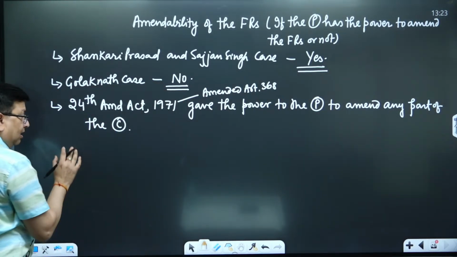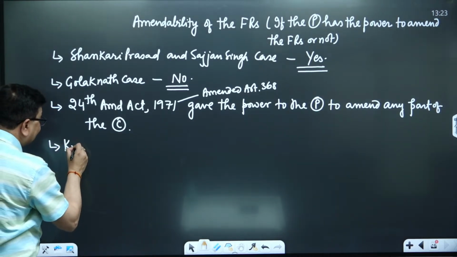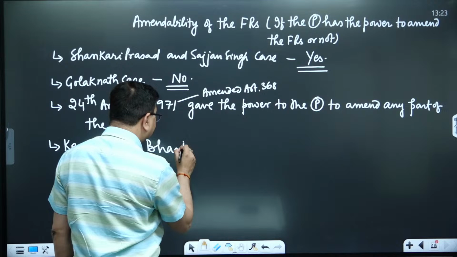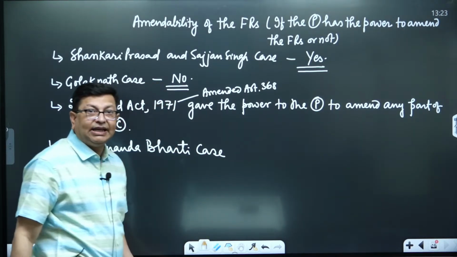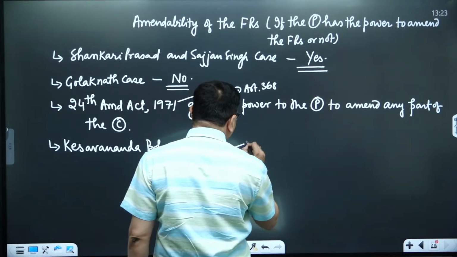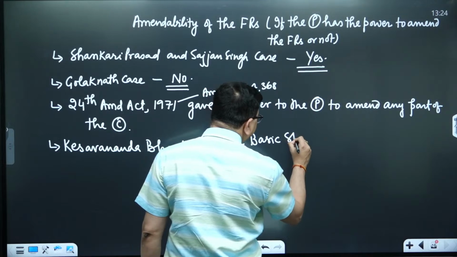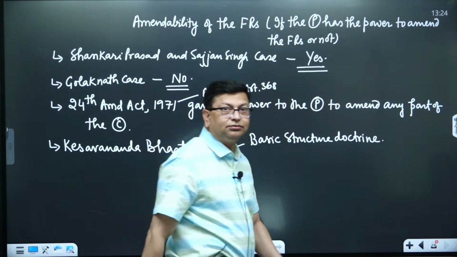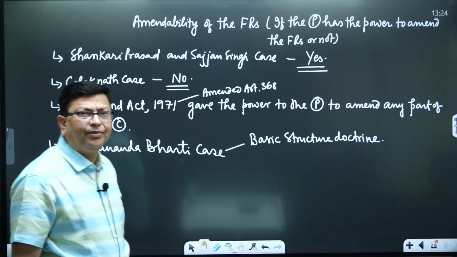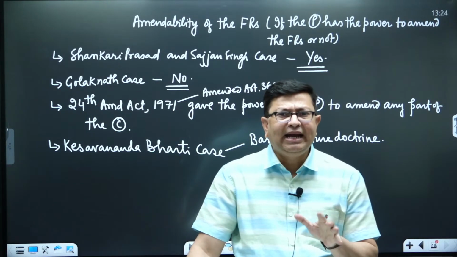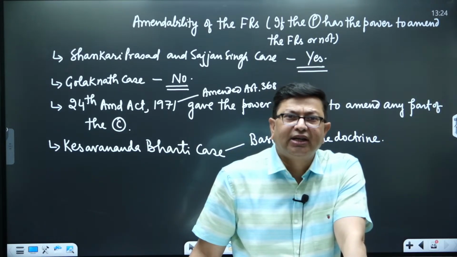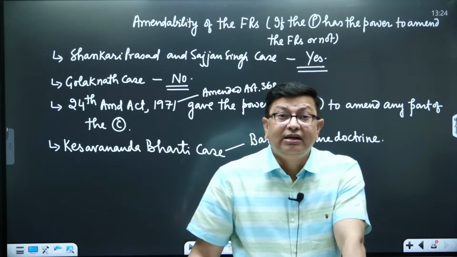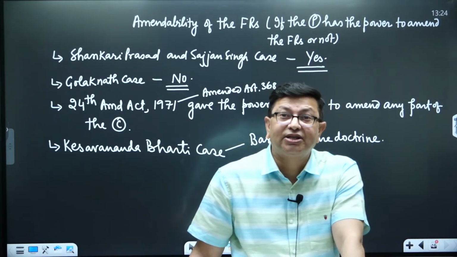And then after that, in the Kesavananda Bharati case, the Supreme Court gave the basic structure doctrine. And the Supreme Court held that the Parliament has the power to amend any part of the Constitution, but the basic structure is not to be disturbed. But the Supreme Court in that case, the Kesavananda Bharati case, did not elaborate what constitutes the basic structure of the Constitution.